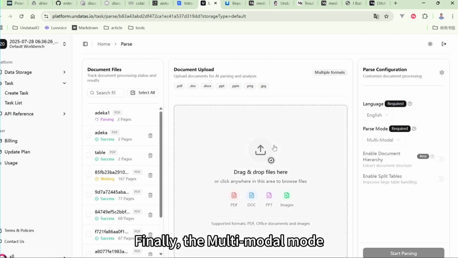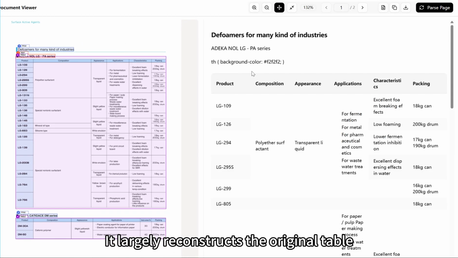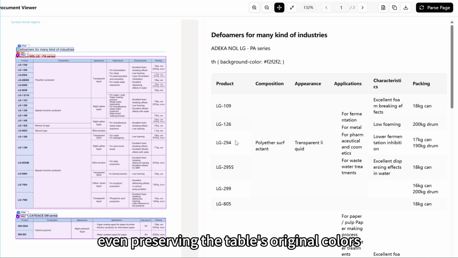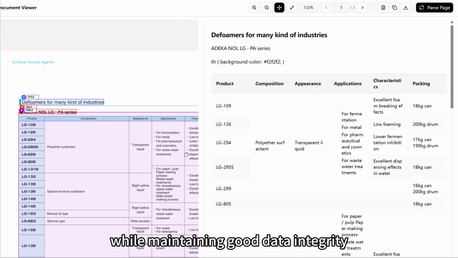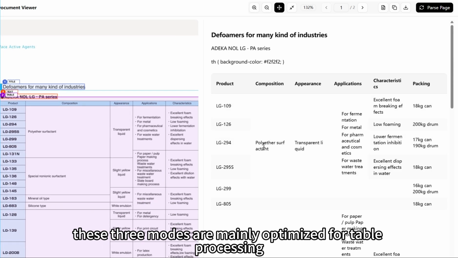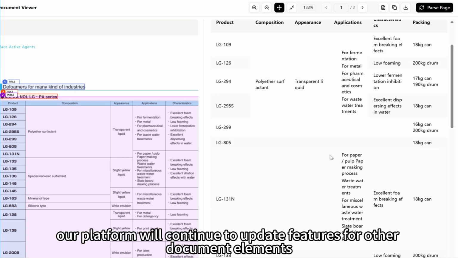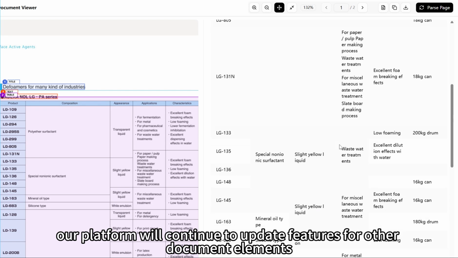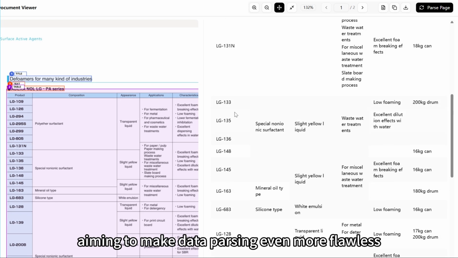Finally, the multimodal mode. It largely reconstructs the original table, even preserving the table's original colors while maintaining good data integrity. Currently, these three modes are mainly optimized for table processing. In the future, our platform will continue to update features for other document elements, aiming to make data parsing even more flawless.